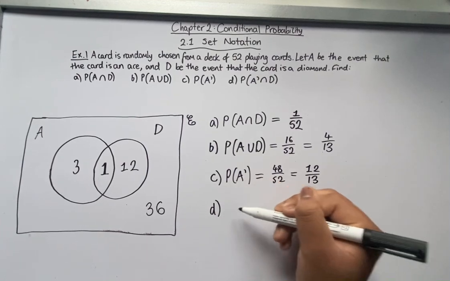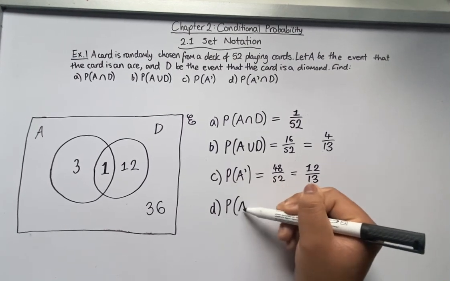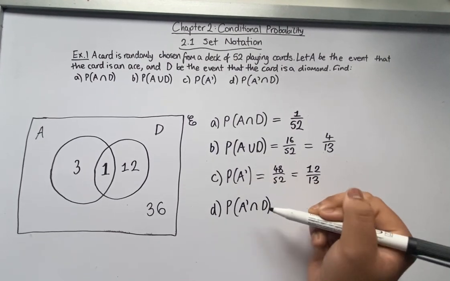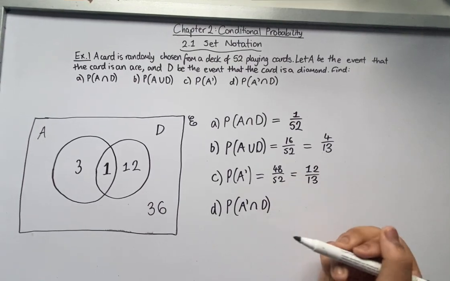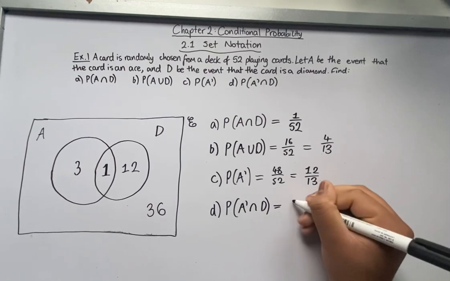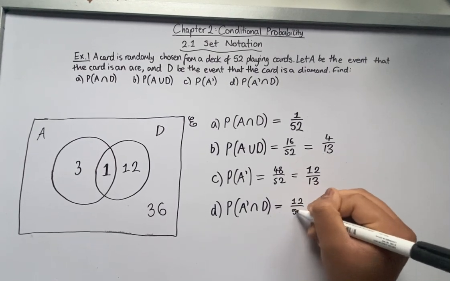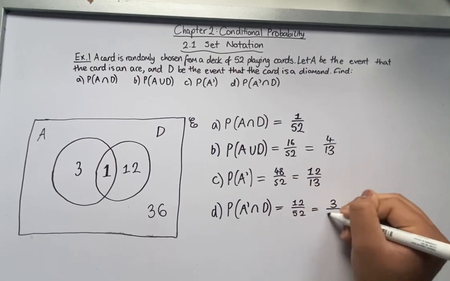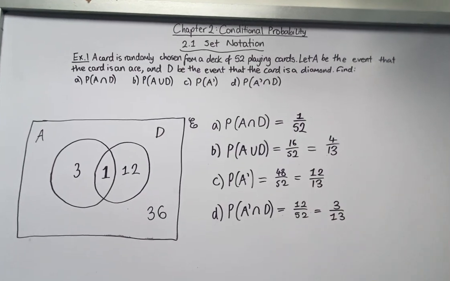And part D, the event not A intersects D means that the card is not an ace, but is a diamond. We can see that we have 12 of these. So the probability of not A and D will be 12 over 52, which is the same as 3 over 13. And that's about it.